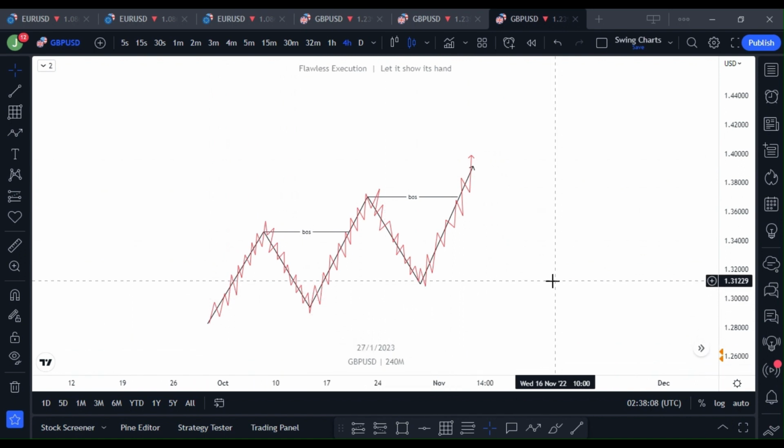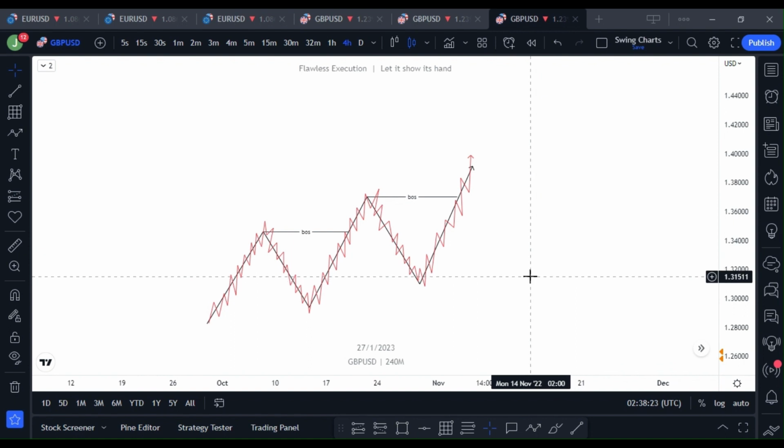Now, the markets are fractal, so you could even say that the black is 15-minute and the red is 1 minute, or the black is weekly and the red is daily. It's the same scenario, right? I hope that makes sense.